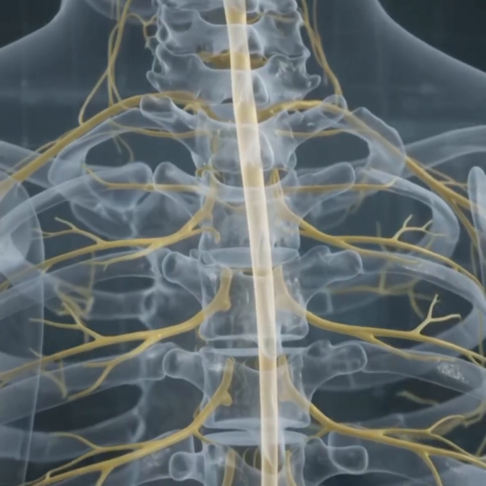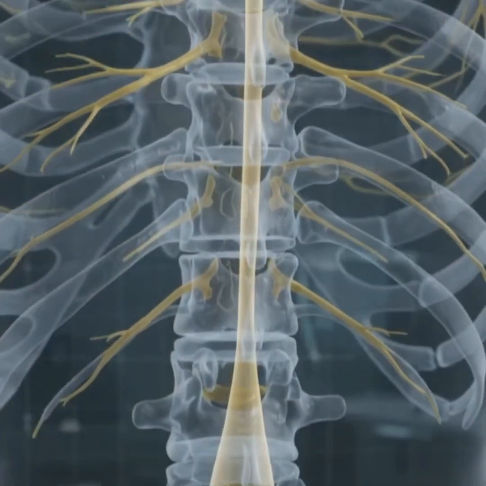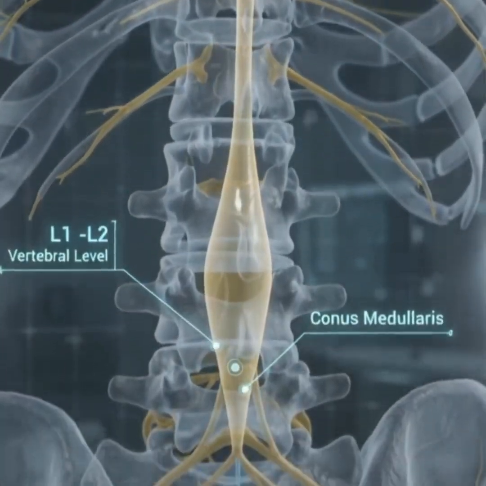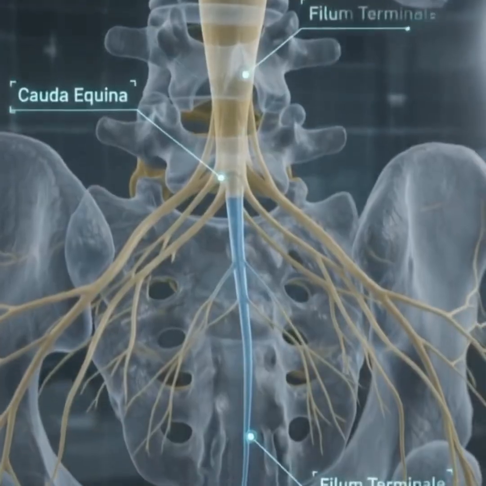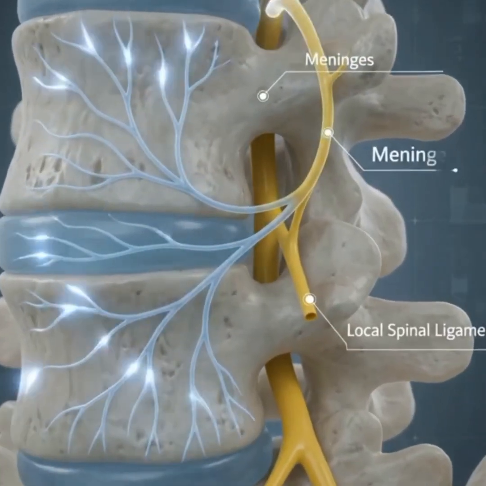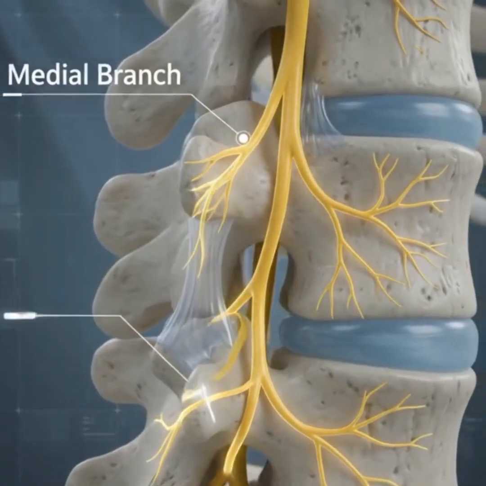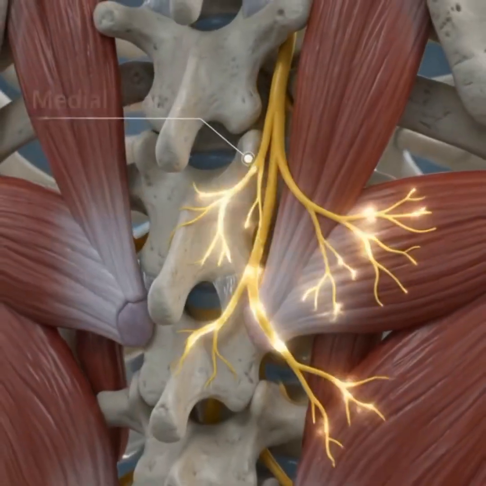The nervous system is organized into the central spinal cord and peripheral nerves. It begins at the brainstem and terminates at the conus medullaris. Below this lies the cauda equina and the filum terminale. The vertebrae, meninges, and local spinal ligaments receive sensory and autonomic innervation. Medial branches supply the zygapophyseal joints and the deep multifidus muscles.